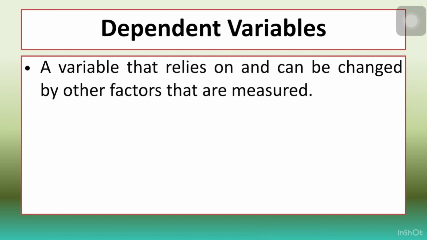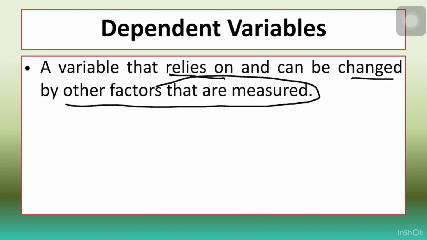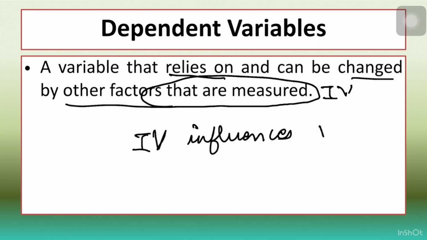So the next variable of our study is the dependent variable. We have already studied dependent and independent variable, right? So the dependent variable relies on and can be changed by other factors that are measured. That means by the independent variable. So the independent variable influences our dependent variable. This is easy.